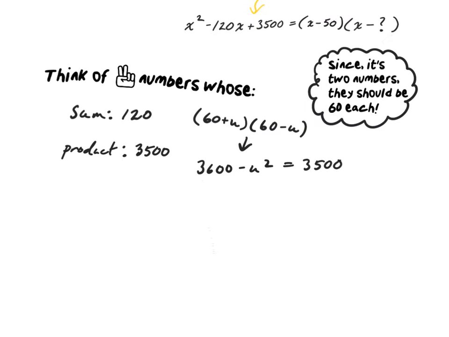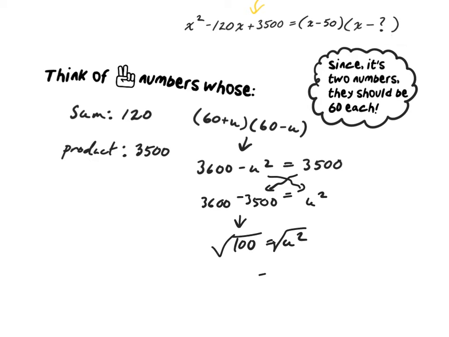So if we add u squared to the right side of the equal sign, and then subtract 3500 on the left side of the equal sign, now I have 3600 minus 3500. That's equal to 100. Set that equal to u squared. We can take the square root of both sides. Therefore, u is equal to 10.